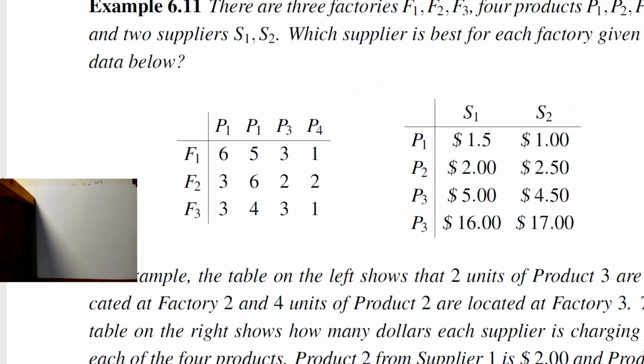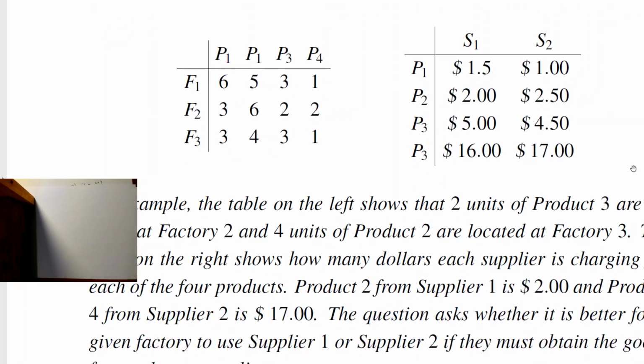So there are 3 factories. Okay, so we've got our data here represented in, I guess we could call this a table, but within that table we could see a matrix 6, 5, 3, 1, 3, 6, 2, 2, 3, 4, 3, 1. And then over here we've got some dollar values. And it says which supplier is best for each factory given the data below.